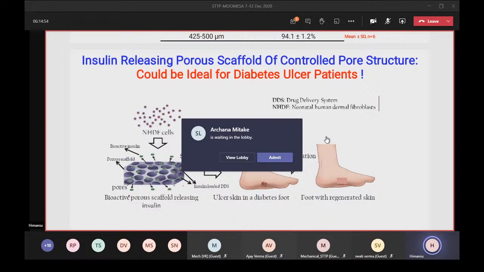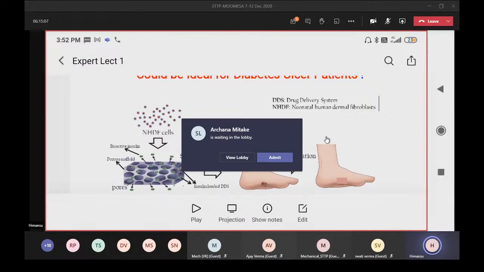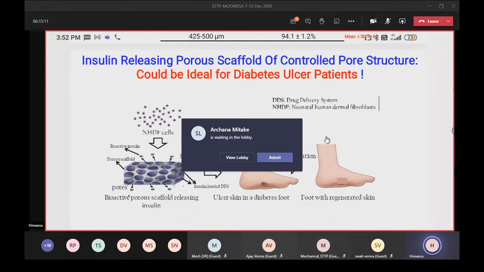So basically, if you see diabetic patients, if you have a wound, it is very difficult to heal. In such cases, we need a scaffold which can not only regenerate skin but also release insulin, because everybody knows about the insulin deficiency in diabetes. So we wanted something to be released.